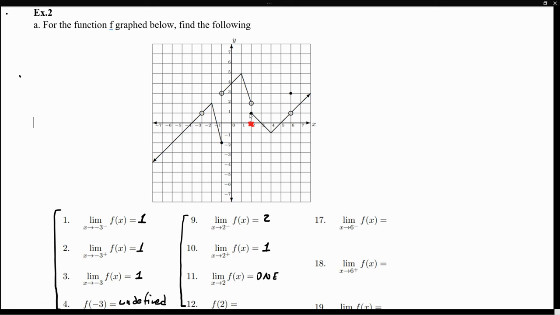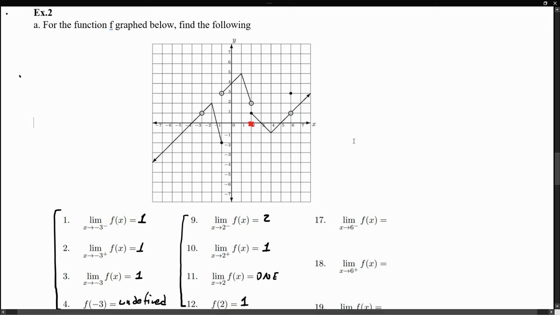If I was approaching 2 from the left, so here's 2, from the left, I was approaching the y value of 2, and from the right, I was approaching the y value of 1. They don't approach the same y value, so the limit does not exist. Well, what's happening exactly to the function at the value of positive 2? Well, at 2, notice that we have a hole at 2, and we have a solid at 1, so therefore the function f evaluated at 2 has a value of positive 1.